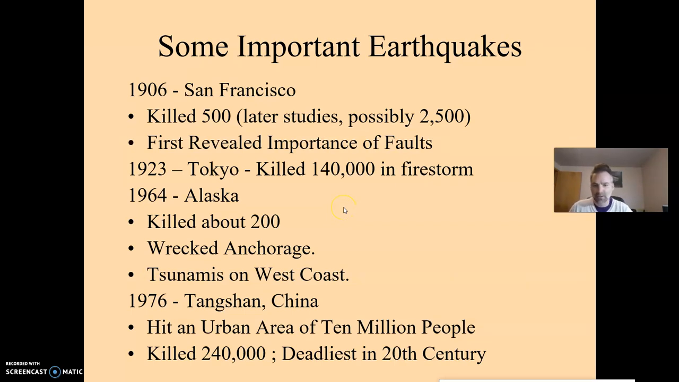So here are some important facts about earthquakes. 1906, San Francisco killed 500. The first revealed the importance of faults. In 1923, Tokyo killed 140,000 in a firestorm. In 1964, there was an earthquake that killed about 200. It wrecked Anchorage, Alaska, and there was a tsunami on the west coast. And then in 1976, in China, an urban area of 10 million people, it killed 240,000. So that was the deadliest in the 20th century. So we've got a lot of historical earthquakes, some really bad ones.